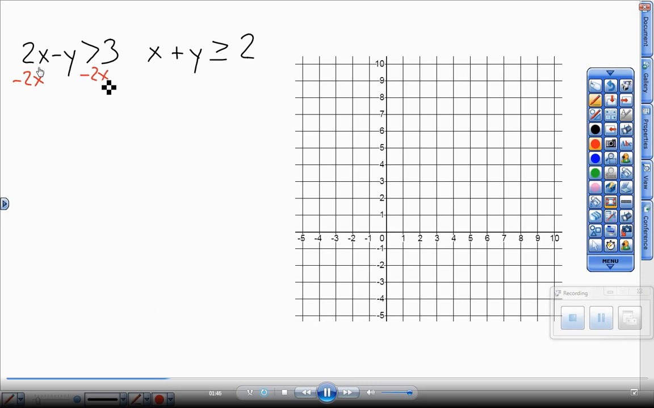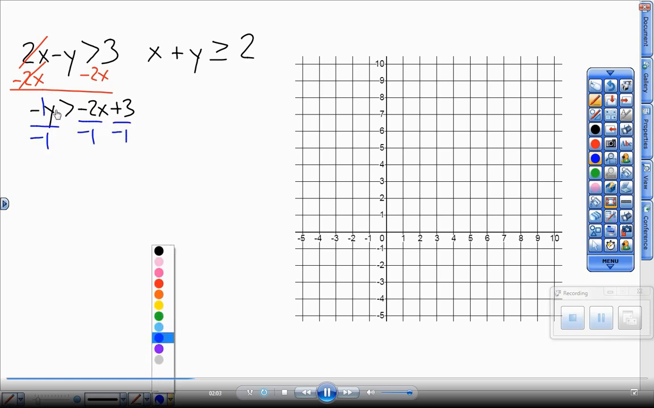Take this x away, -2x minus 2x. Bring down the negative with the y, more than -2x plus 3. Don't add those. This negative y, I need to divide that out by -1 to make that positive. That switches my inequality, makes that y less than positive 2x minus 3. When I divide these two negatives and this positive and negative, inequality switches.